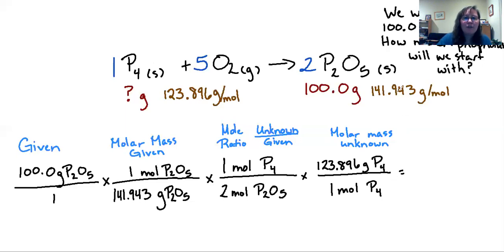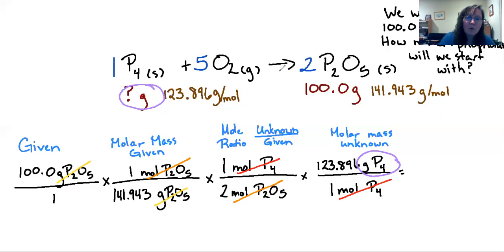All right, now before I do any math, let's make sure that I can cancel my units. Here I can see grams of P2O5 and grams P2O5, so those cancel. Then I see moles P2O5 and moles P2O5, and those cancel. Then I have moles P4 and moles P4, and those cancel. And I'm left with grams of P4, which is exactly what I was looking for. So that means that I've done this correctly.